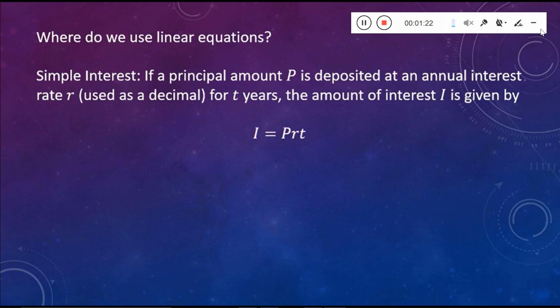If you put it in there for T years, then the amount of interest I that you get after those T years is P times R times T. What makes it linear is that P and R are known. They're known numbers that are given to you. T is the actual variable. T is what changes. So we have some number times T, and that's what makes this a linear equation.